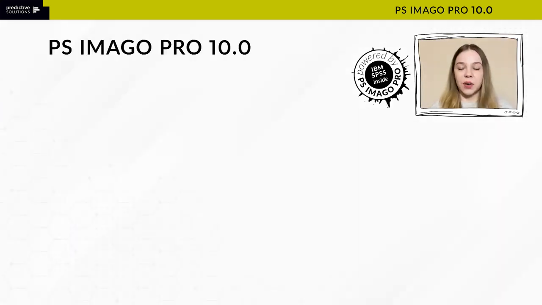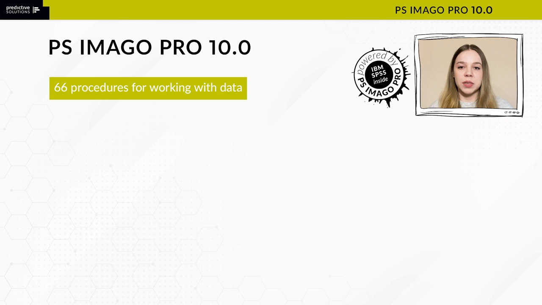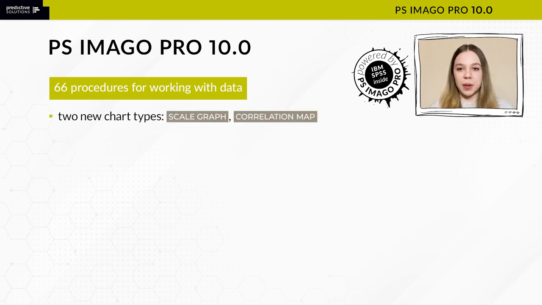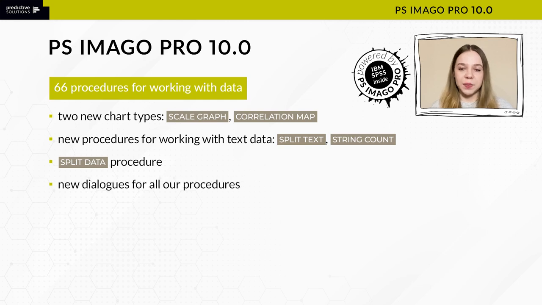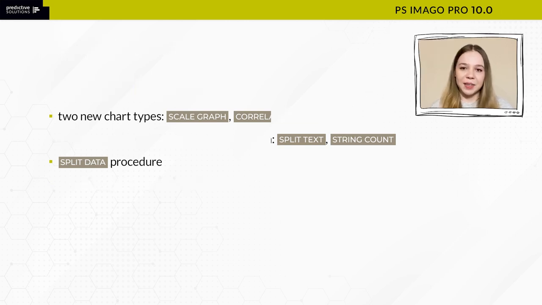In the latest version of PS IMAGO PRO 10.0, with the SPSS Statistics 2902 engine, you will find 66 procedures for working with data. Among them are two new chart types that are not only attractive but also extremely useful, namely the scale graph and the correlation map, new procedures for working with text data, split text and string count, a split data procedure to help organize data, and new dialogues for all our procedures. Now it's time for the details.